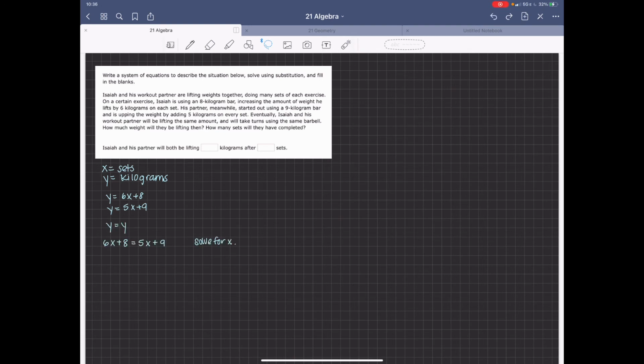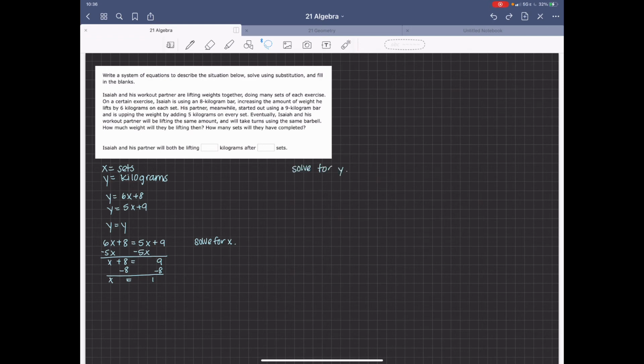So we know that Y equals Y, so we're going to solve for X. I have 6X plus 8 equals 5X plus 9. I'm going to subtract 5X from both sides. So I get X plus 8 equals 9. Subtract 8 from both sides, and I know that X equals 1.